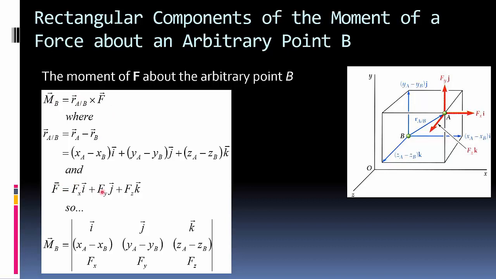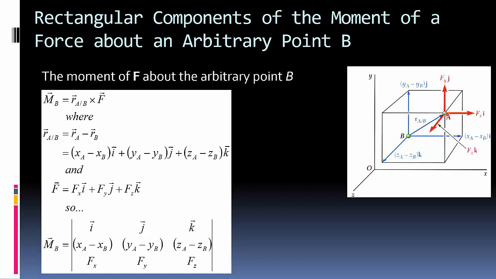F is still just the x, y, z components of f. It's just a vector, the force x component in the i direction, the y component in the j, and the z component in the k. Now the difference is we have to define what r is, and here is our r. What is r? It's basically x2 minus x1, y2 minus y1, z2 minus z1. So our r is go a certain amount in the x direction, a certain amount in the y direction, and a certain amount in the z direction.